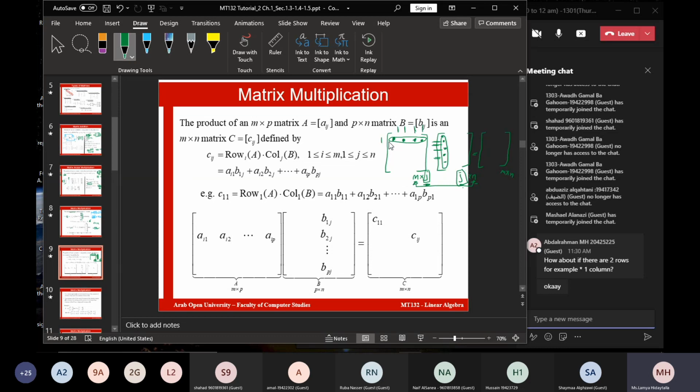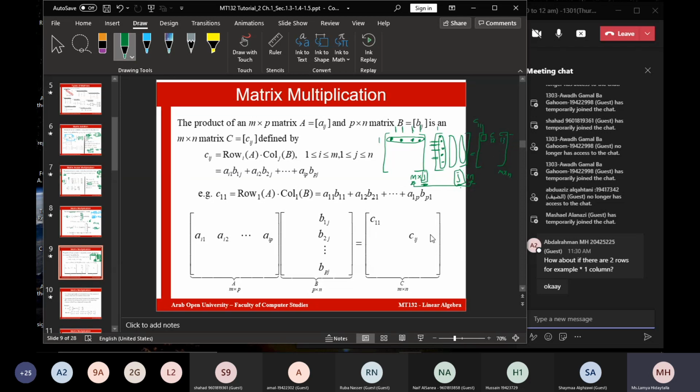So I multiplied the first row times the first column, then I get C11. Next, what do I do? The same first row with the second column, and then I get C12, the first row and the second column. I'll get only one element. And then with the third, the same first row, then you get the number C13. And you continue like that depending on how many columns you have.